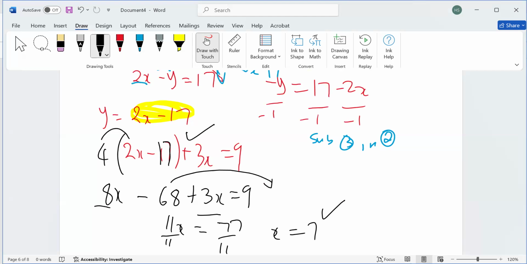Sometimes learners stop here. You don't stop here. You need to go and get y. How to get y? You go and substitute in equation number 3. You come and put 7 here: 2 multiplied by 7, it says y is going to be minus 3. And then we give you a mark for y is equal to minus 3.